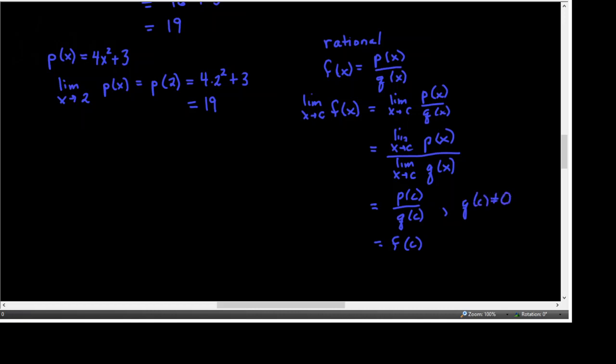As long as Q of c isn't 0, then we can find the limit of any rational function by substitution. As long as we don't divide by 0, we're in good shape. So that's a pretty big list of functions. Think of all the polynomials and then all the rational functions you can form as a quotient of two polynomials. That's a lot. Okay, so that's actually Theorem 1.3 in a nutshell.